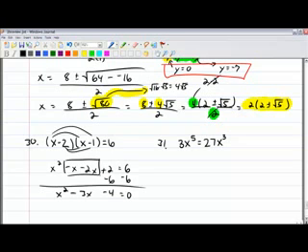So x squared minus 3x minus 4 equals 0. Does that factor? Let's see, does anything multiply to negative 4 and add to negative 3? That would be x minus 4 and x plus 1. So your solutions are x equals 4 or x equals negative 1.